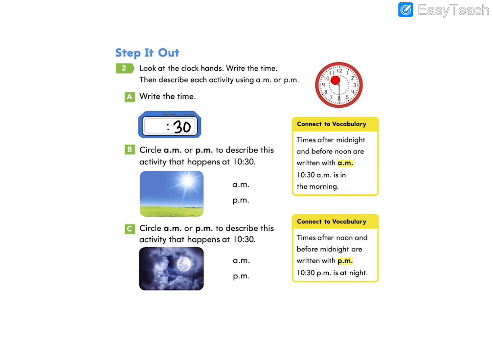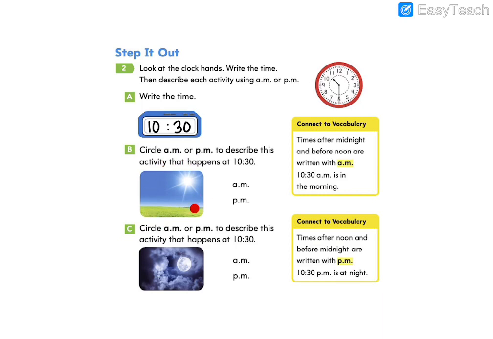Now I can look at the hour hand. The hour hand is between 10 and 11, so I know we're on the way to 11, but it isn't 11 yet. It's 10. So the time is 10:30. Now let's look at our definition of AM and PM. Times after midnight and before noon are written with AM. 10:30 AM is in the morning. Times after noon and before midnight are written with PM. That means 10:30 PM is at night.